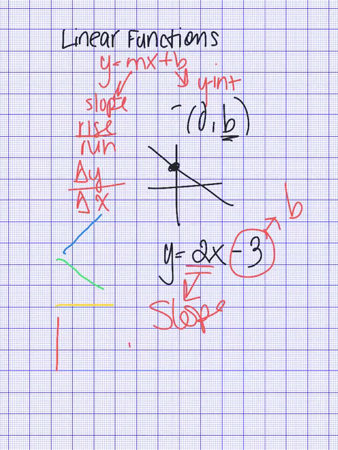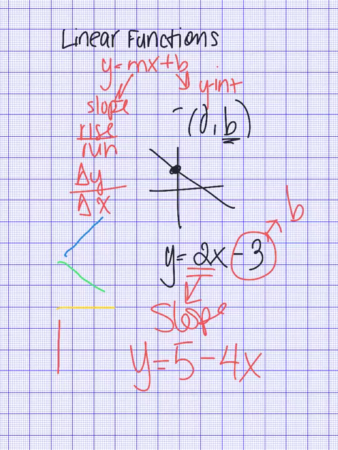Try this one. What is the slope and the y-intercept of this equation? Okay, if you picked negative 4x as your slope, you are correct. That's the number in front of x, the coefficient of x. And this positive 5 here is your y-intercept.